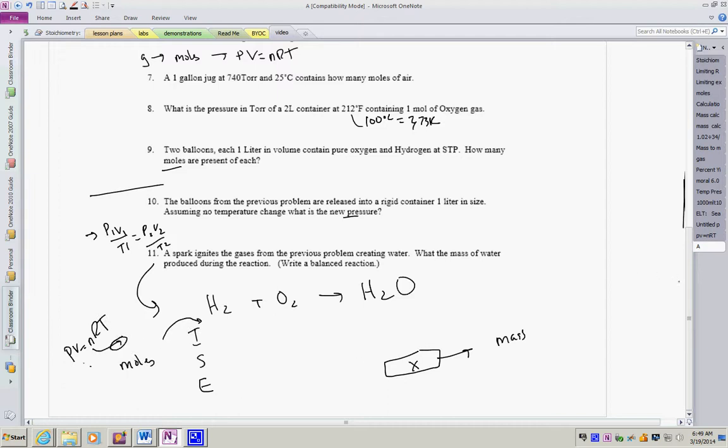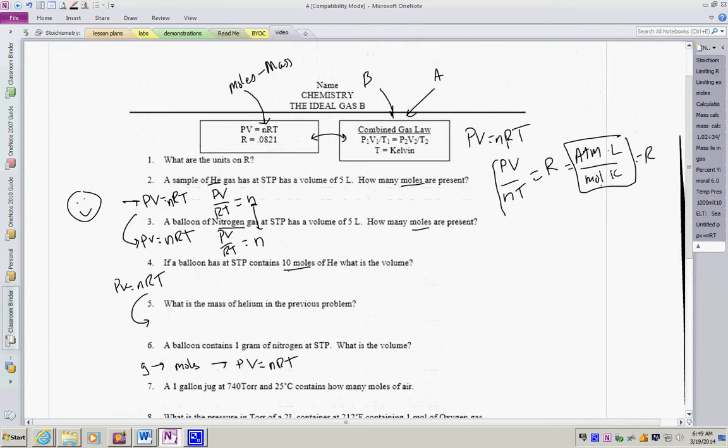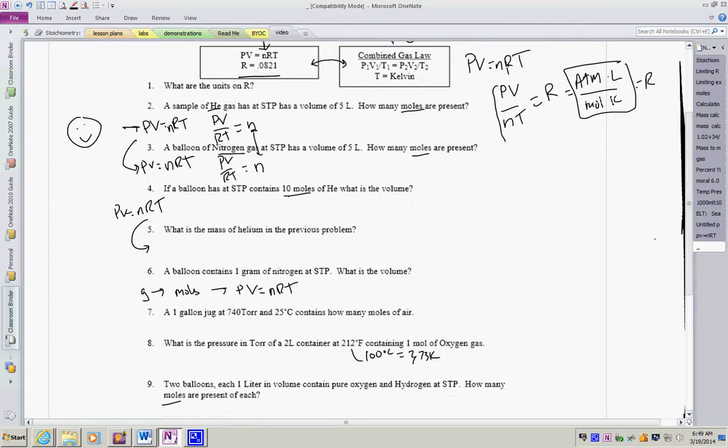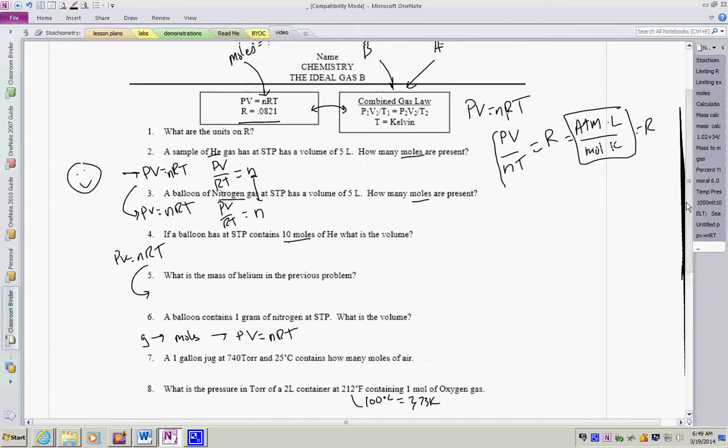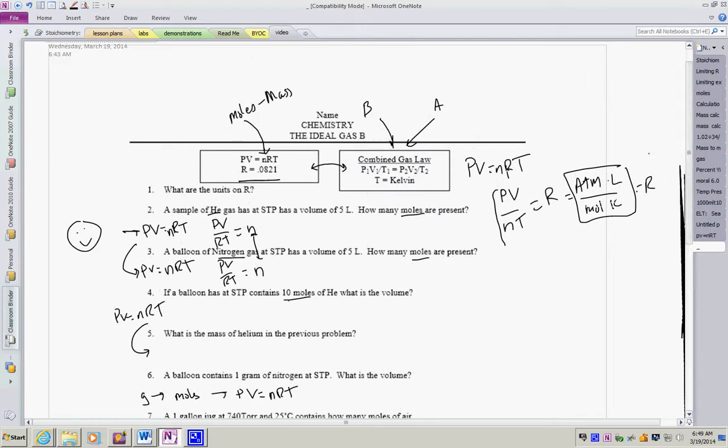All right, so that's a preview of that. Mostly this is going to be PV equals nRT, and one combined gas law, one little stoichiometry problem. This is our chance to work on some of these problems. More answers will be coming later. Thank you.